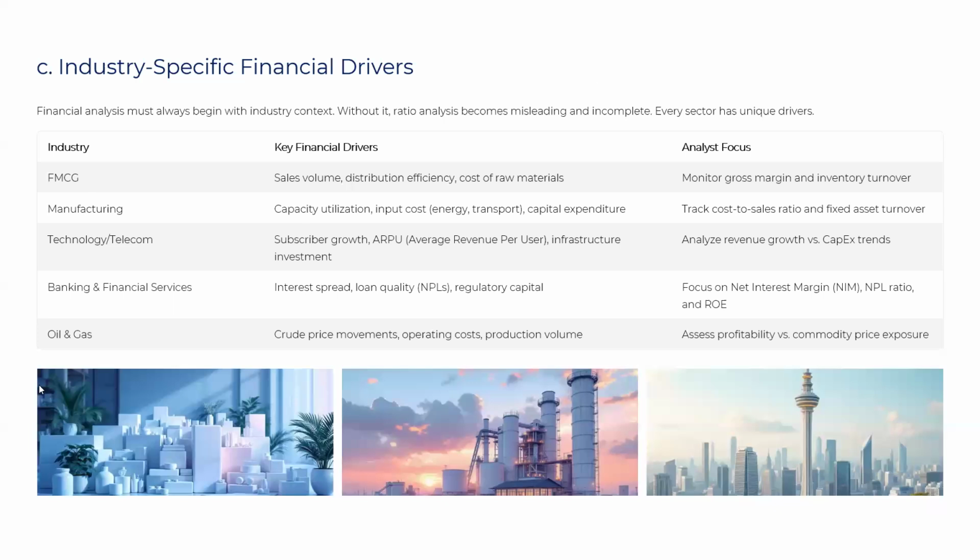So the next is the banking and financial services. For the banking and financial services, their key drivers are the interest spread. Yes, because the firms in the banking industry work with interest. The loan quality, the NPLs, where NPL means non-performing loans. Then they also look at regulatory capital. These are the key financial drivers.